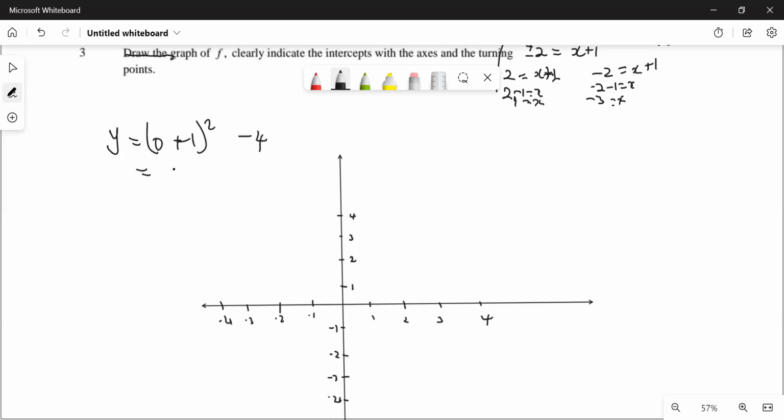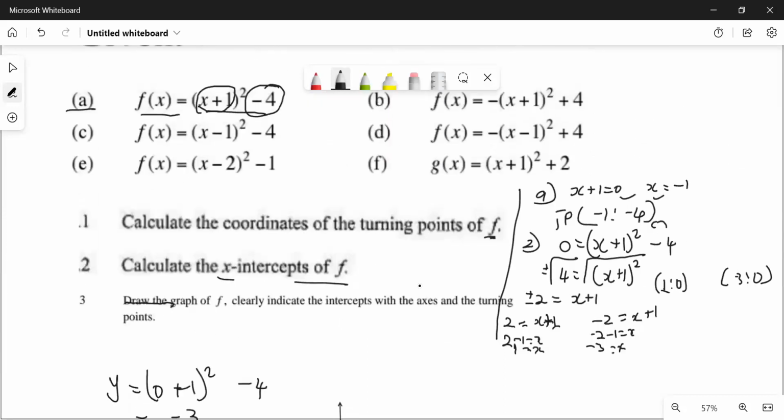And then if I type this in my calculator, it gives me what? Minus 3. Then for the y-intercept, my x is 0. My y is going to be equal to what? That's minus 3. Now we're going to take this information and put it here. All this information that we got here, we're going to take it and put it here.